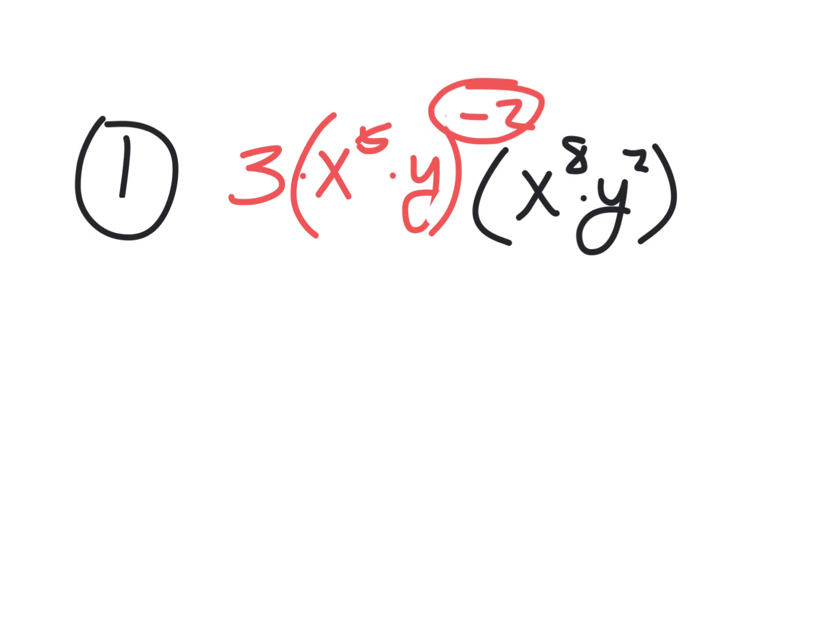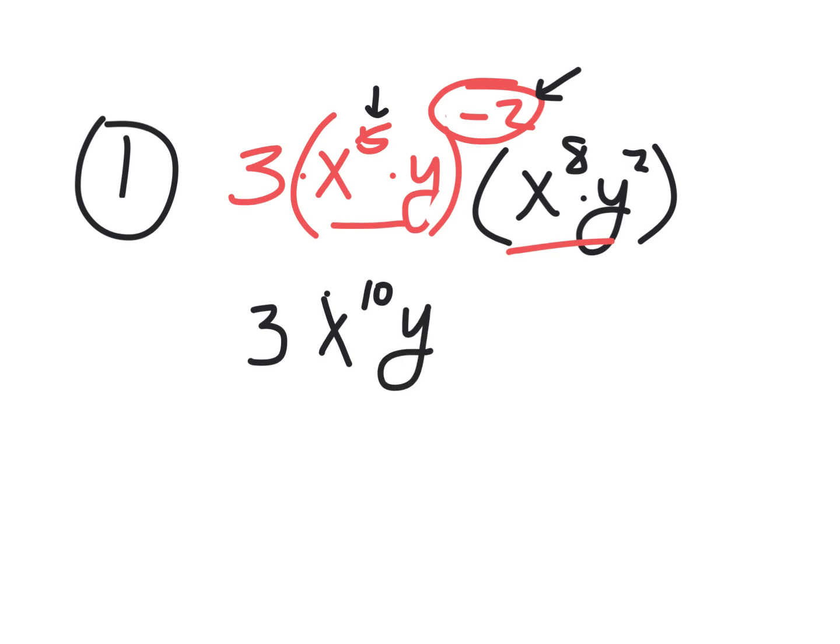So I personally would jump right to this power. Why? Because, please excuse my dear Aunt Sally, you do the stuff in parentheses, but there's nothing I can do in there. So then I jump to the power. This negative 2 power means I'm going to flip it and square it. I'm going to choose to square it first. X to the 5 squared is x to the 10th. Y squared is y to the 2. But then it's a negative power, that means 1 over all of that.